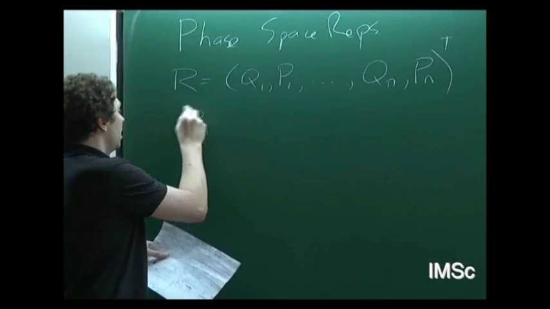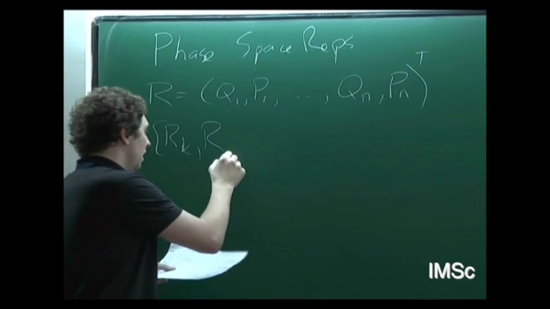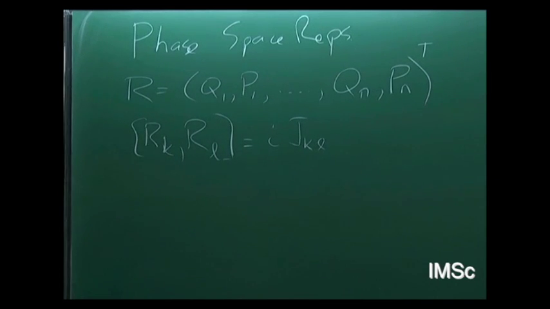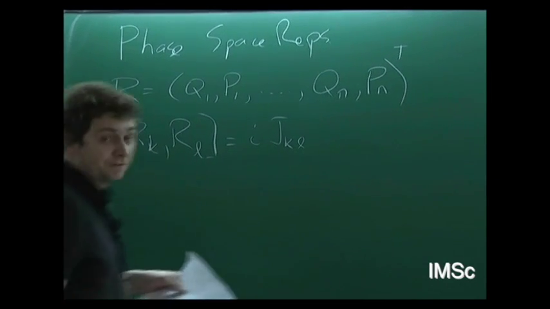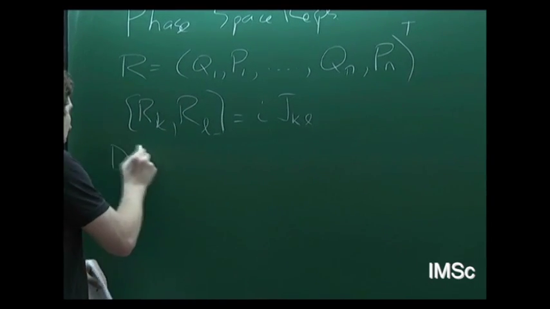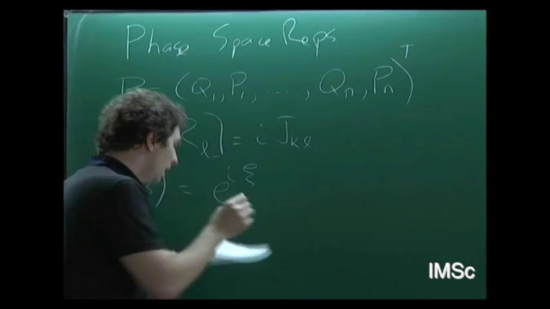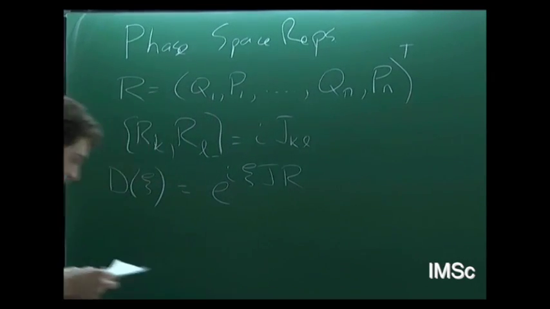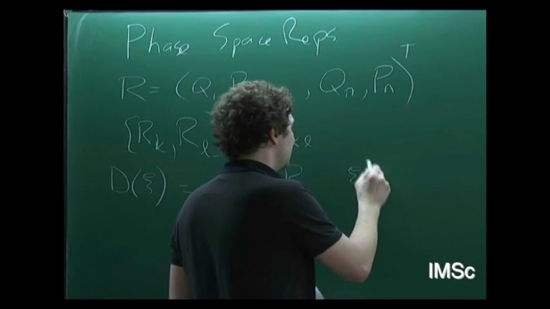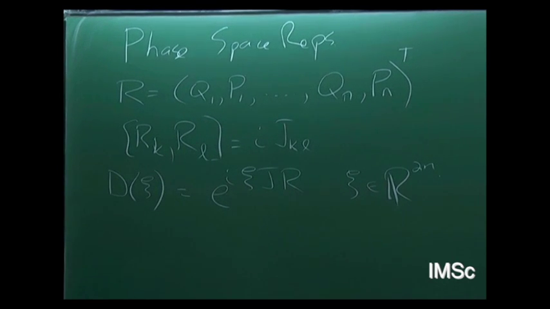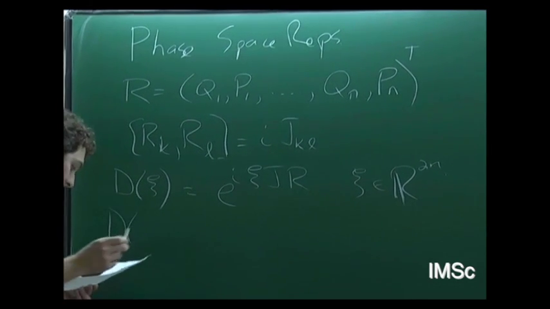So based on this commutation relation, now we have that R_j, R_k commutator with R_l is just going to be i Ω_jkl. And we'll define the displacement operator as e to the i ξ transpose Ω r, where this ξ is some 2n-dimensional vector. And these guys satisfy the following relations when we multiply them.